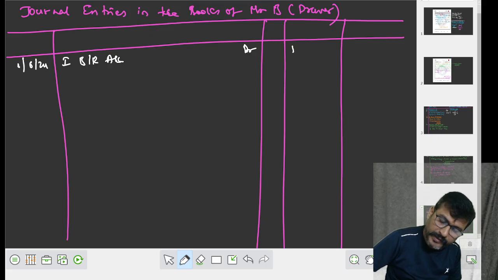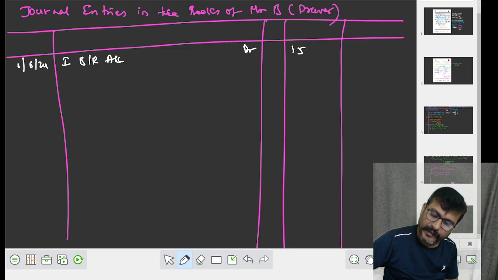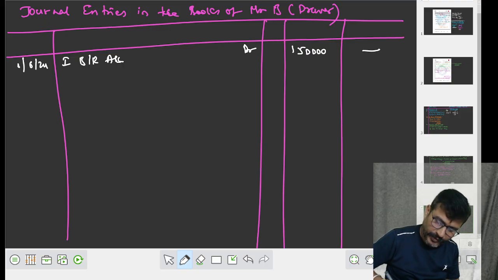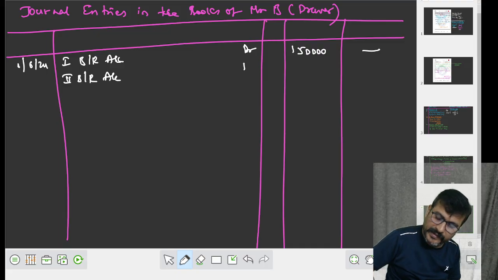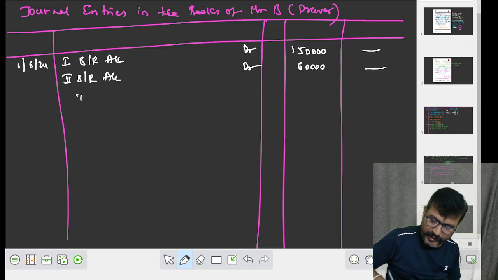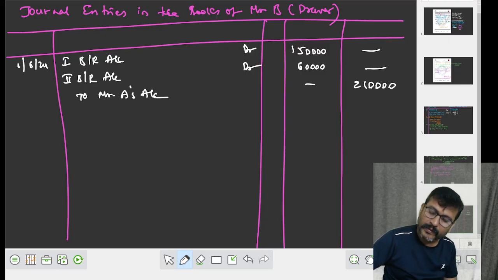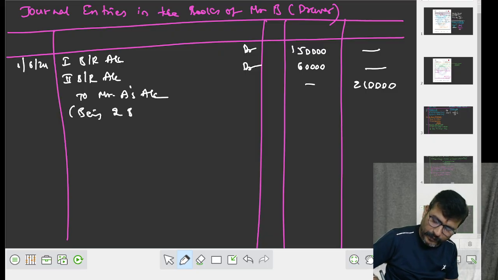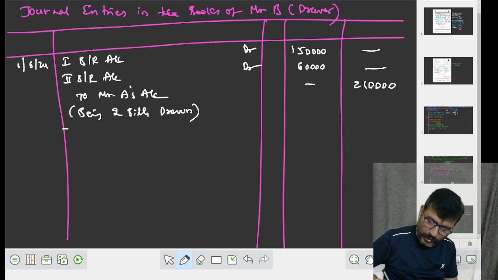First BR account debit 1,50,000. Second bills receivable account debit 60,000. To debtor. Who is debtor? Mr. A's account 2,10,000, being 2 bills drawn.